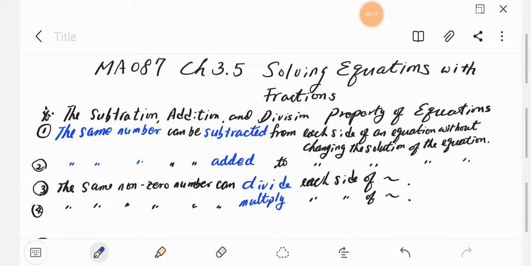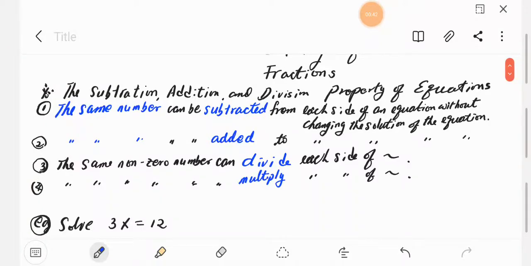This means the same number can be subtracted from each side of the equation without changing the solution of the equation. So you have an equation, then you can subtract a number from each side, or you can add the same number to each side of the equation. Still, the solution is the same. And also, you can divide each side of the equation by a number which is not zero, or you can multiply each side of the equation. Still, the equation is the same.